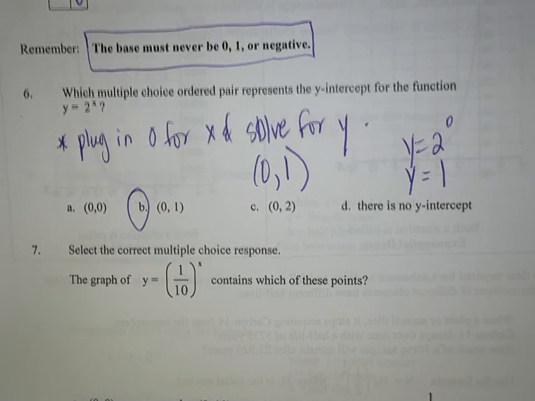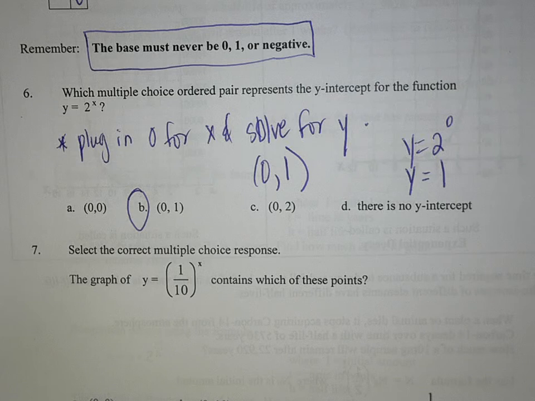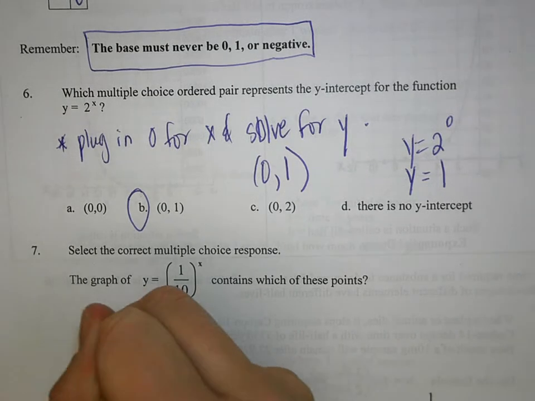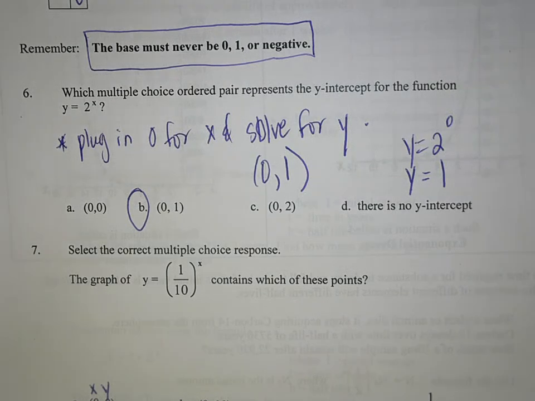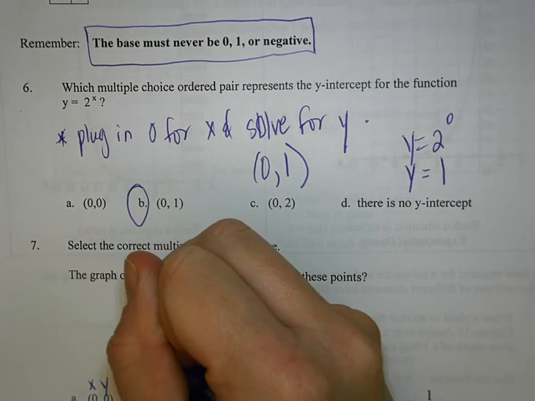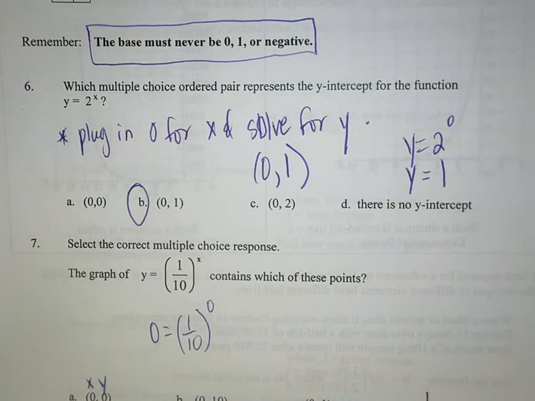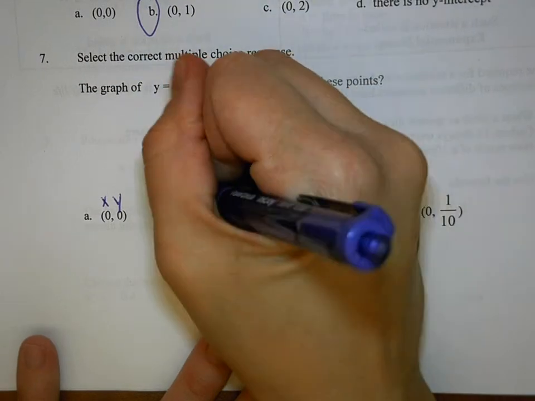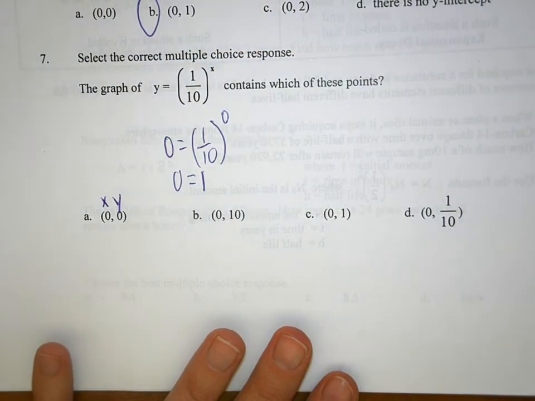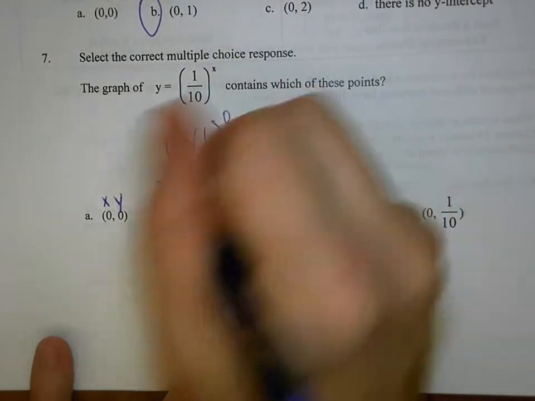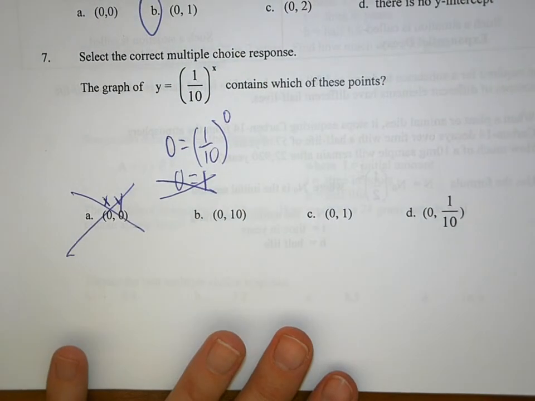Okay, select the correct multiple choice response. The graph of y equals 1/10 to the x power contains which of these points? Remember that you can plug in x and y into each of these equations. So if I were to plug in 0 equals 1/10 to the 0 power, what is anything to the 0 power? 1. So 0 equals 1. Does that work? No, therefore A is not a correct answer.